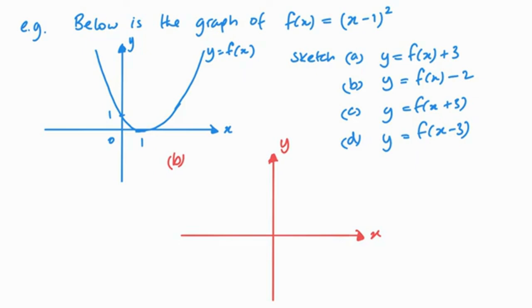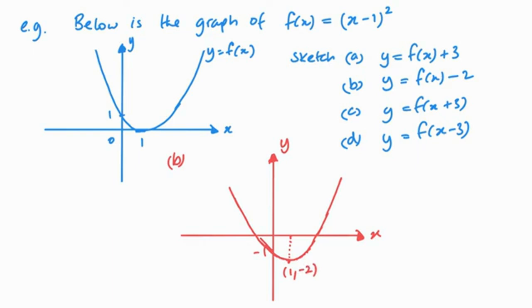So I want to think, right, well, it would normally cross the axis here at 1. If I move it down 2, it's going to cross the axis at negative 1. So that's where I need to make sure I get right for my sketch. And it's still going to turn when x equals 1. Okay, and it should have roughly the same shape. So it's still turning here at x equals 1. And instead of it being at 0, it's going to be minus 2. So that's the coordinates of that turning point there.